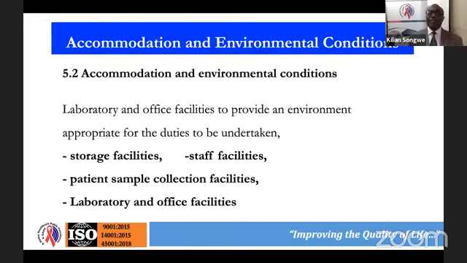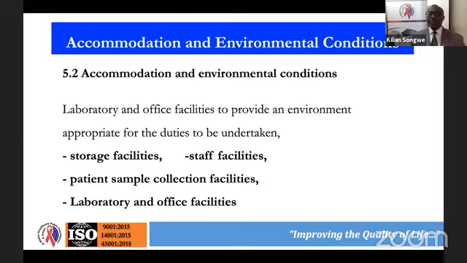But the environment needs to be very adapt to ensure that the testing is done in the right way, that there are storage facilities to be able to store the samples, pre-testing and post-testing, that staff facilities are available for staff to be able to relax after spending many hours at work. But also most importantly, to ensure that for the patient samples, there is a specific place for collection, which actually increases the level of confidentiality and also increases comfort for the patient, ensuring that there's a separate place for them to be able to collect their samples.